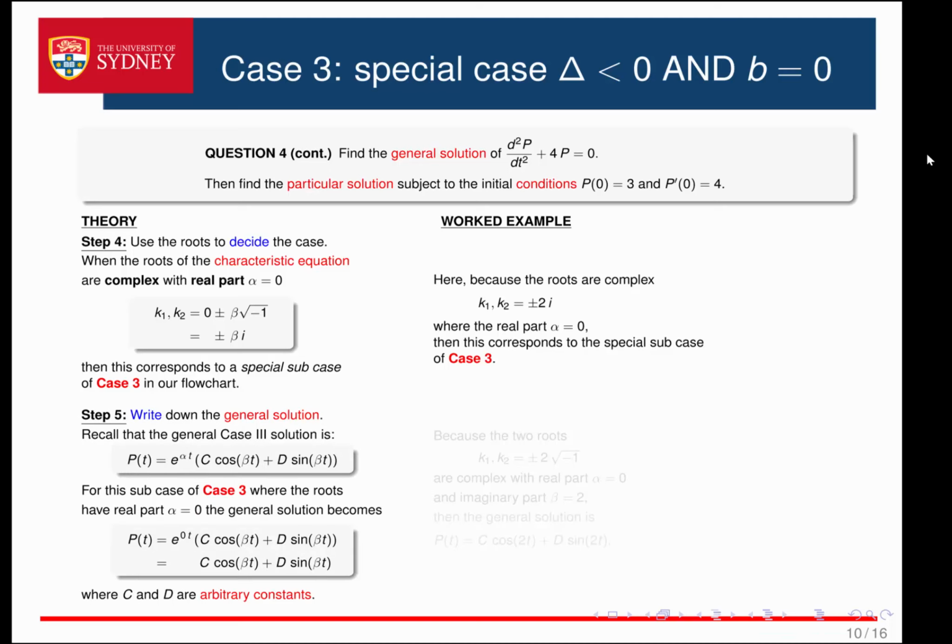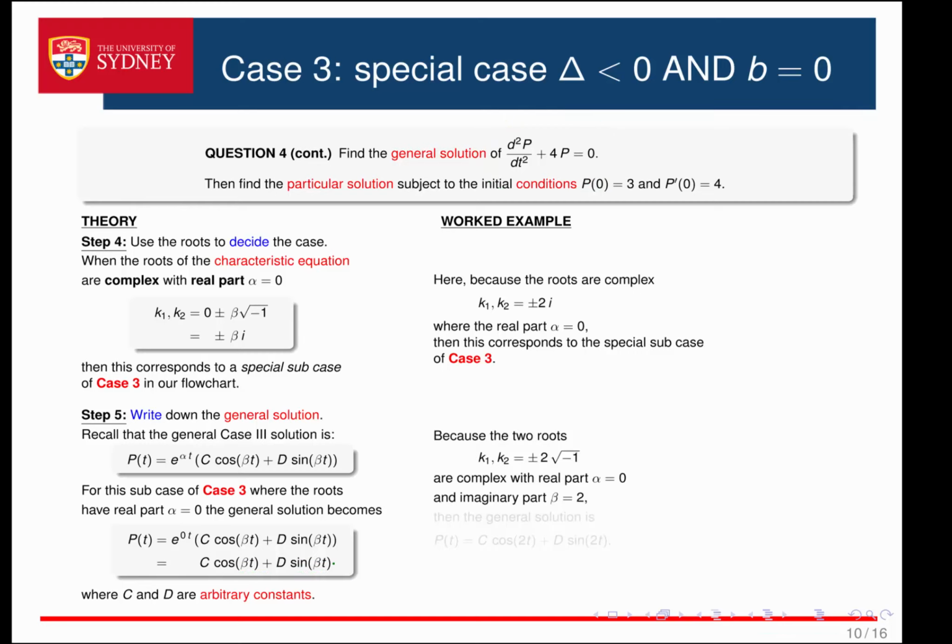Step 5. Use the roots of the characteristic equation to write down the general solution. Remember, because the characteristic equation has complex roots, which is case 3, then the general solution may contain both exponential and sine and cosine functions. Now, because the coefficient of t inside the exponential is precisely the real part of the roots, and here the real part is 0, then the general solution is p of t is equal to e to the 0 times t times c cos of beta t plus d sine of beta t, which simplifies to just the cos and sine terms only. In summary, when the derivative term dp/dt is missing from the differential equation in case 3, we get simply that the general solution has only cos and sine terms.